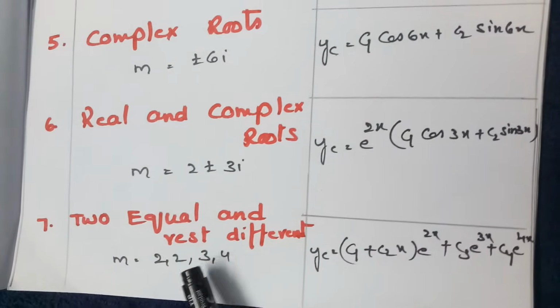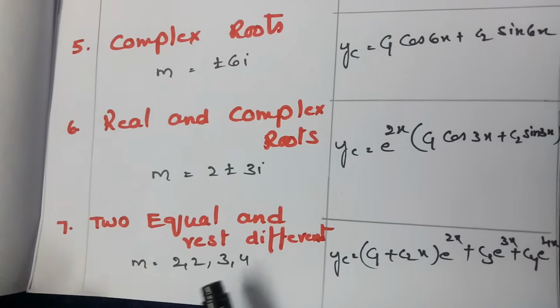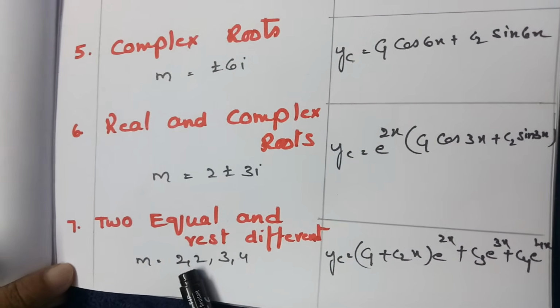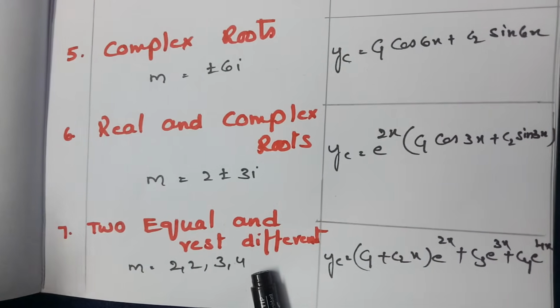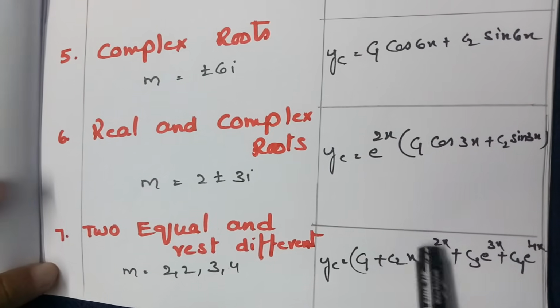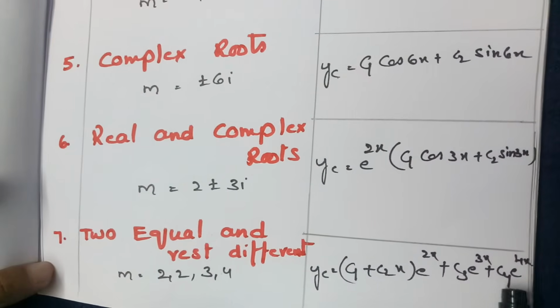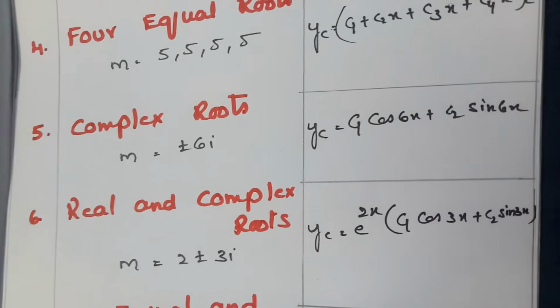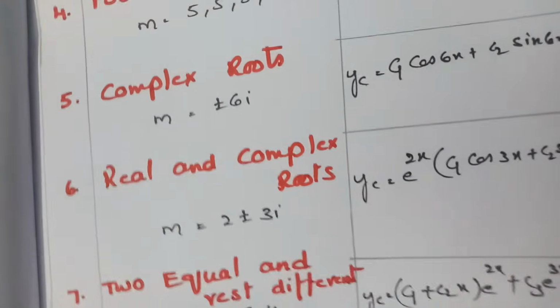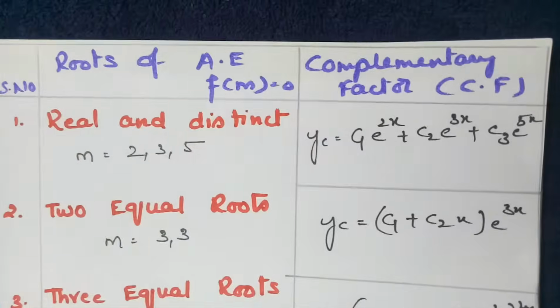If two roots are equal and the rest are different, say 2 are equal roots and 3 and 4 are different roots, then for equal roots we have to take the combination, and for different roots we have to take different constants. So this is how we can write a complementary factor.